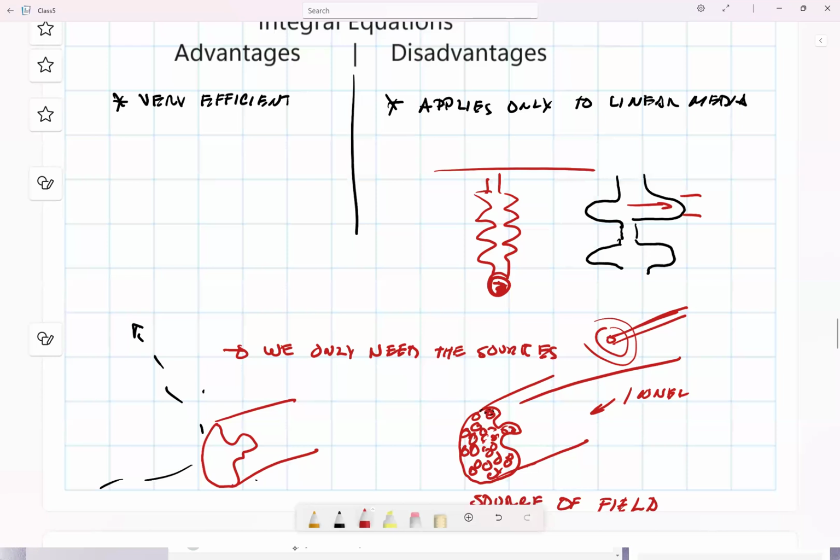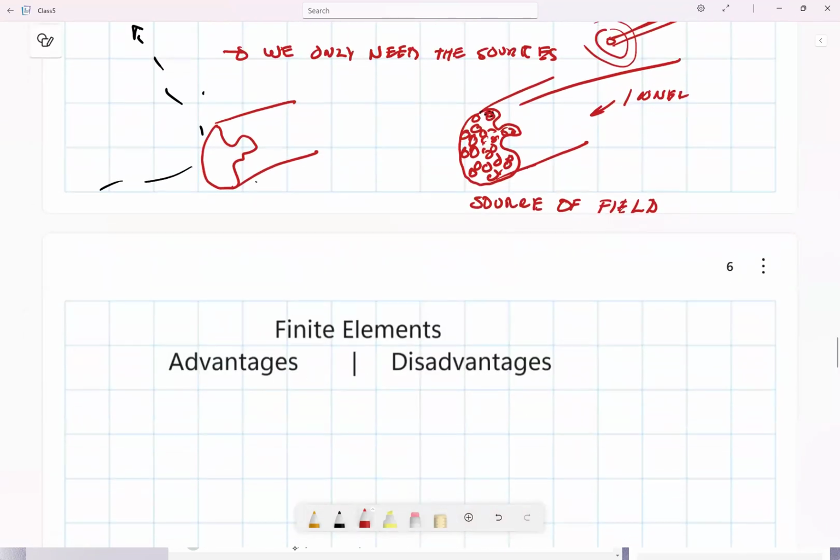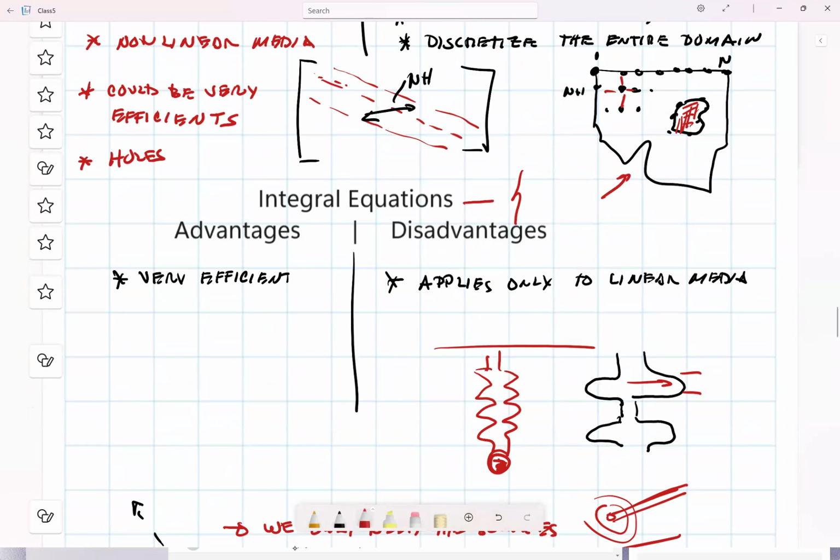Integral equations can be volume and surface. Surface will even go better. You don't even need to discretize the entire thing, just the surface of this.